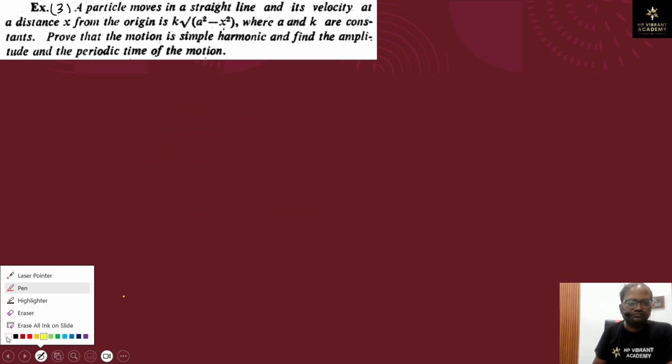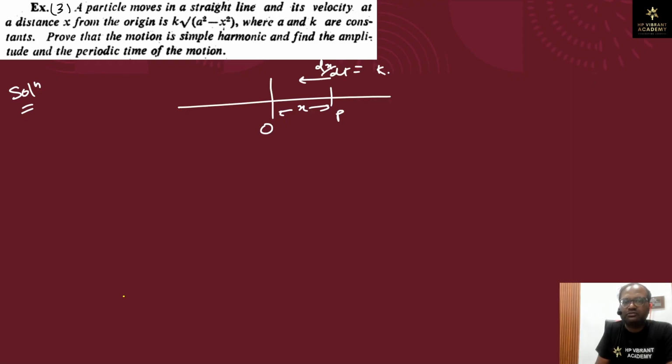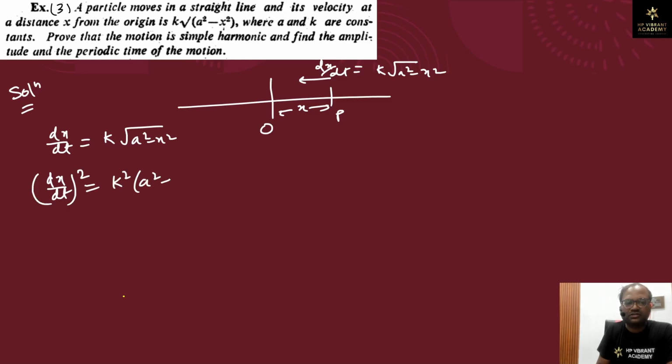Okay, so let us discuss question number 3. What is given in question number 3? A particle moves in a straight line and its velocity at a distance x from the origin. This is the origin. Let us consider a point P at a distance x. The velocity at this point, dx upon dt, is equal to k root under a square minus x square. Let us square this. So dx upon dt whole square is equal to k square (a square minus x square).